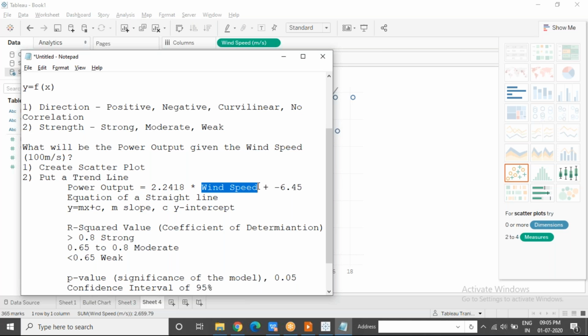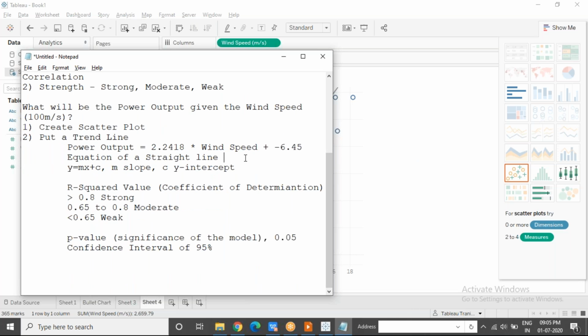I will simply substitute here. I will give this equation to the client and tell them, this is your equation, go ahead. Whatever your wind speed is, substitute it there and you can compute the power output. So they will say, I want my power output to be computed, which is equal to 2.2418 multiplied by the wind speed, 100 meters per second, plus the y-intercept, minus 6.45. When we do the computation, what do we get? Approximately 218 megawatts. You can expect the power output to be approximately 218 megawatts.